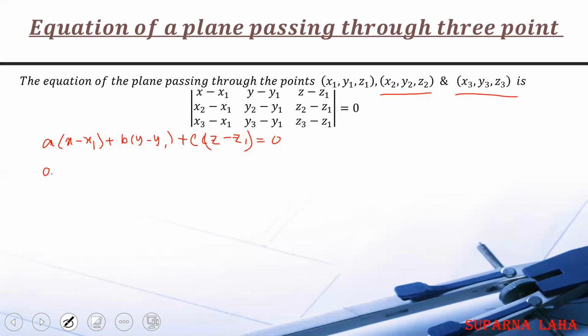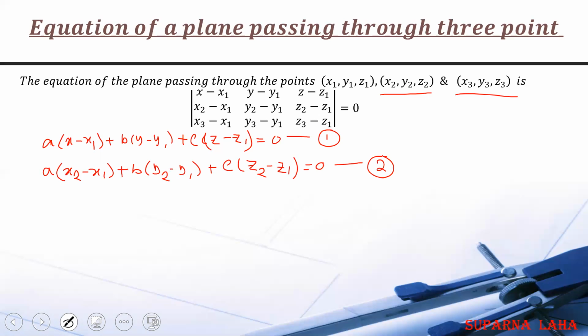So that means we will get these two equations. The second equation is a into x2 minus x1 plus b into y2 minus y1 plus c into z2 minus z1 equals 0. And the third point is satisfying the equation of the plane, that is a into x3 minus x1 plus b into y3 minus y1 plus c into z3 minus z1 equals 0. This is the third equation.